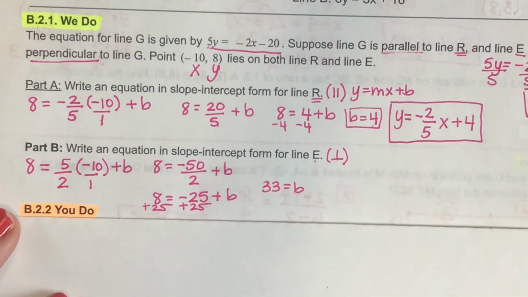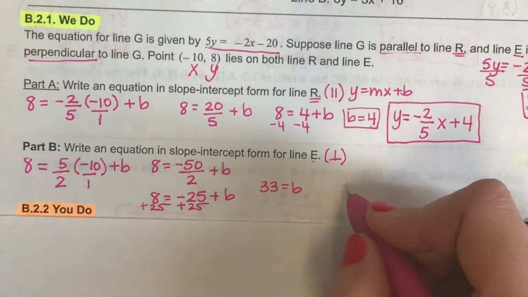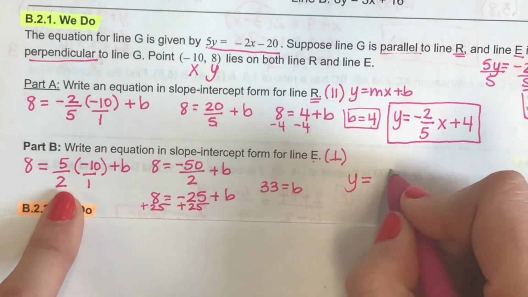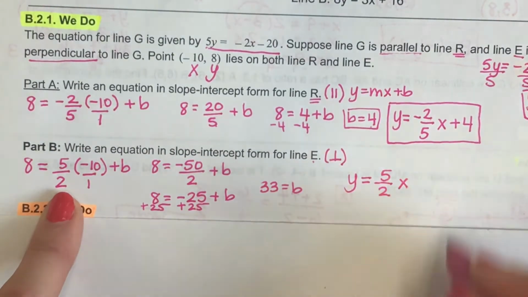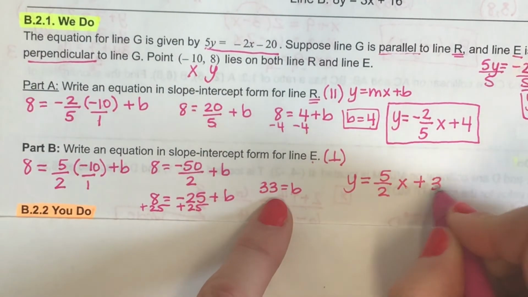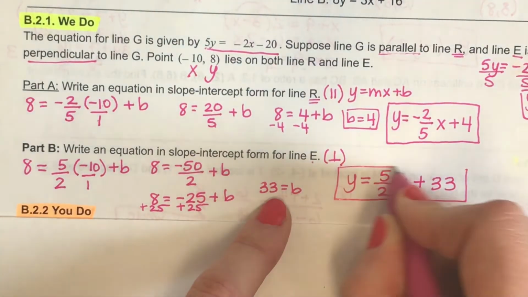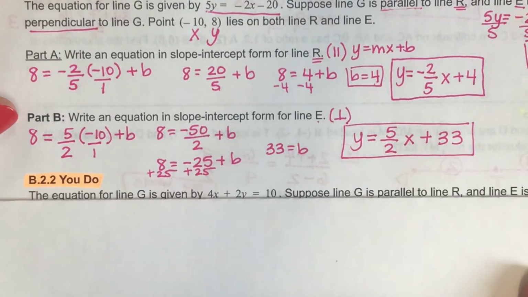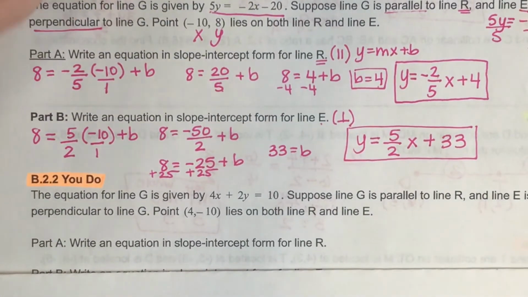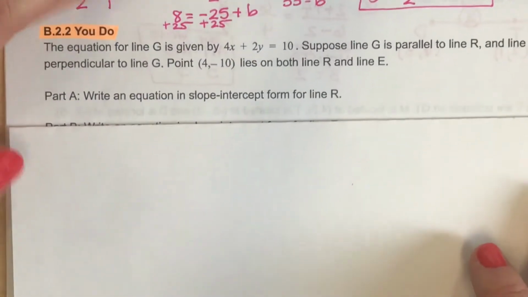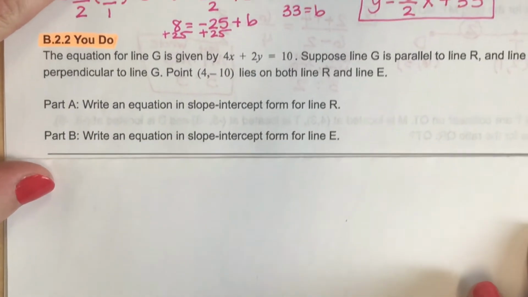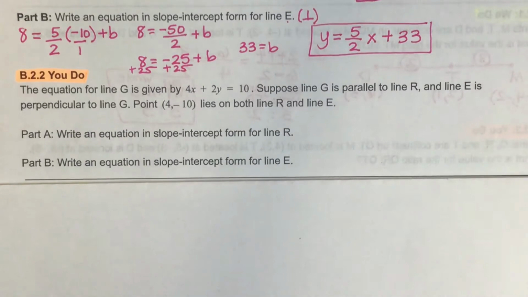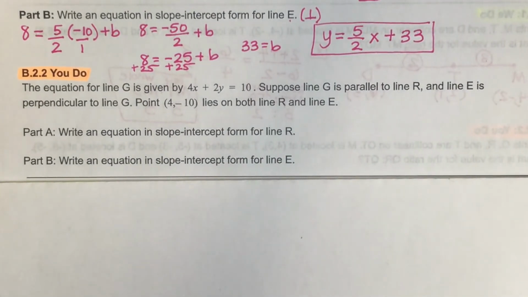Sorry, I had a momentary brain lapse there. Couldn't do addition. So my final equation is y equals, go back to my slope, 5/2 x plus my b value is 33. Okay, fabulous. So now this problem in orange here, you are going to try this next, and I should zoom out so you can see it. This next problem. So take a moment and try that problem.